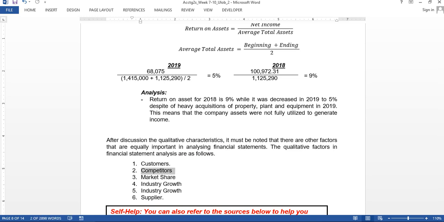Even mga competitor nimo, okay? So, at par pa ba ka in terms of their benefits, or in terms of their services provided? So, you have to take into consideration also the competitors, the market share of the company, the industry's growth, and the supplier.